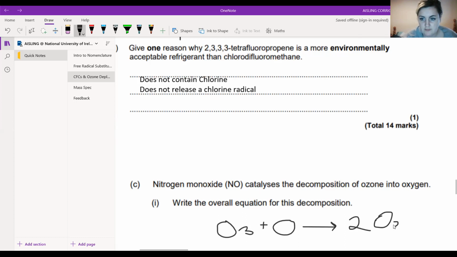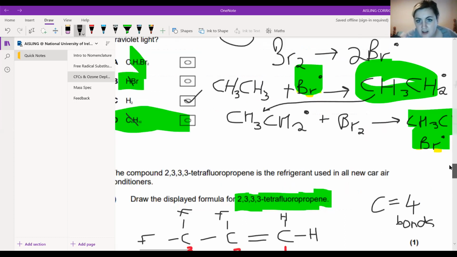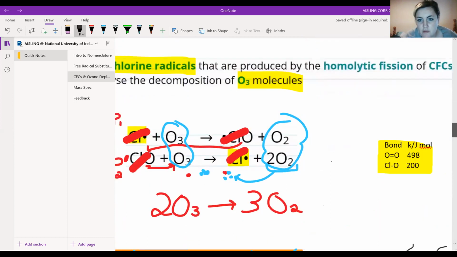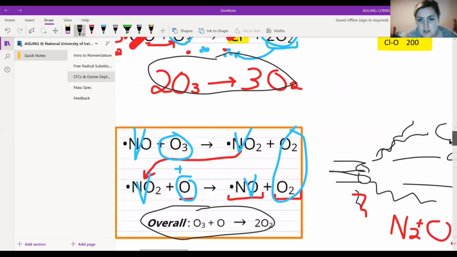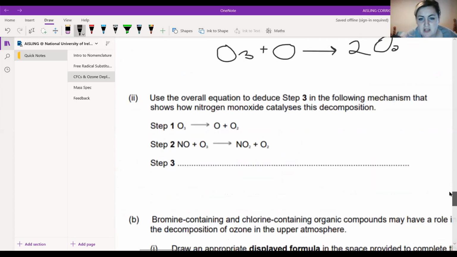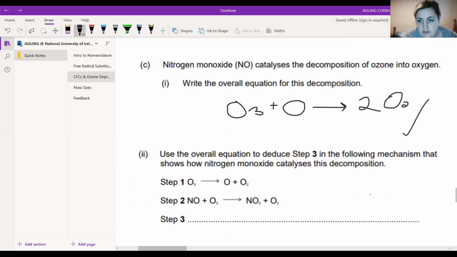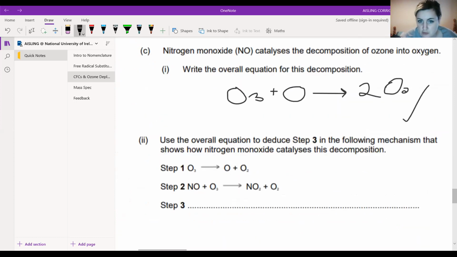Yeah. So again, just to verify that, going up to the top here. Overall, cancelling out the noise. Same as this one, overall for the chlorine one. Don't forget it. Right, so that's that mark got. Well done, guys. I think it's definitely worth 1. Right. Use the overall equation we've just seen there.